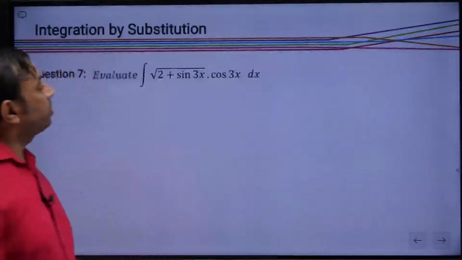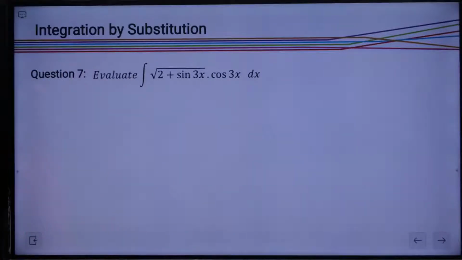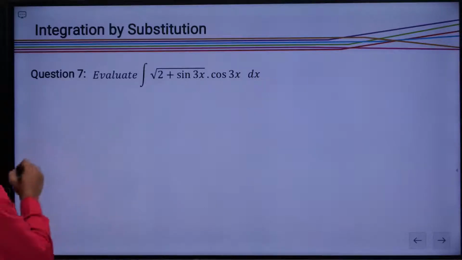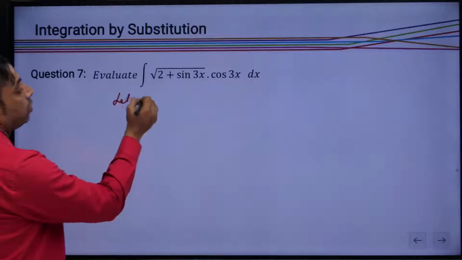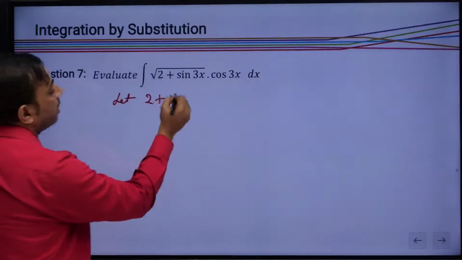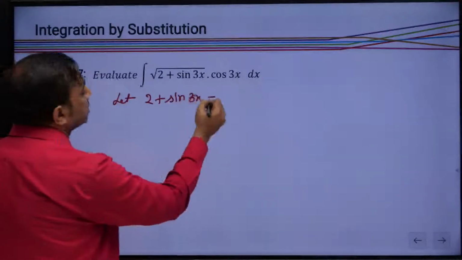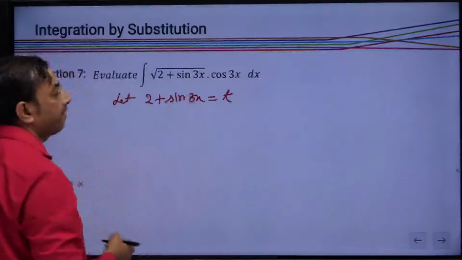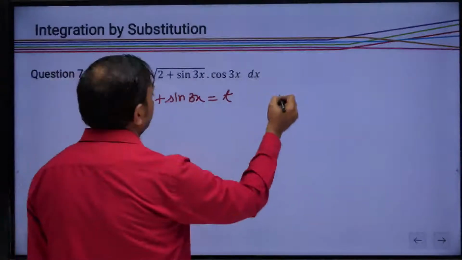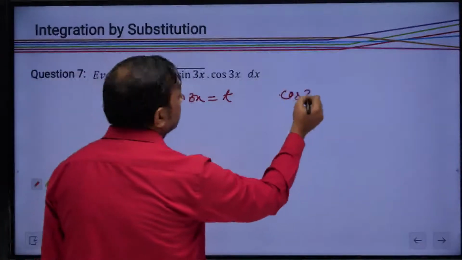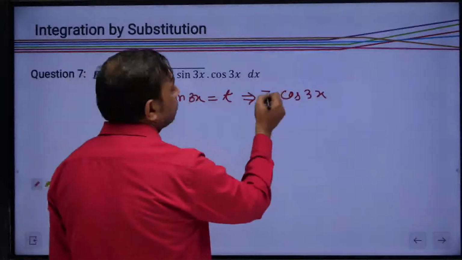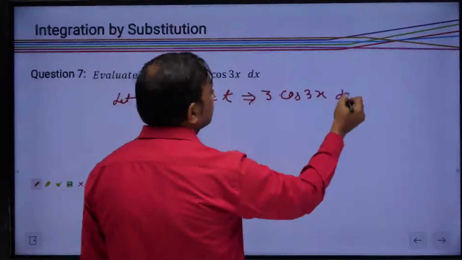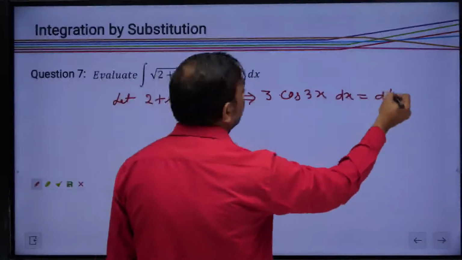This is another situation we can deal with for the integration. Okay, we need to assume this 2 plus sin 3x as t. Okay, and that will give us cos 3x with 3 dx equal dt.